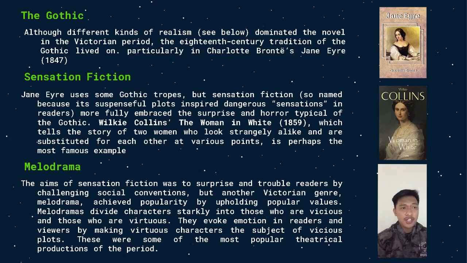1847. Okay, the next is sensation fiction. Jane Eyre used some Gothic tropes, but sensation fiction, so named because its suspenseful plots inspired dangerous sensations in readers, more fully embraced the surprise and horror typical of the Gothic. Wilkie Collins' The Woman in White, 1859, which tells the story of two women who look strangely alike and are substituted for each other at various points, is perhaps the most famous example in this period.